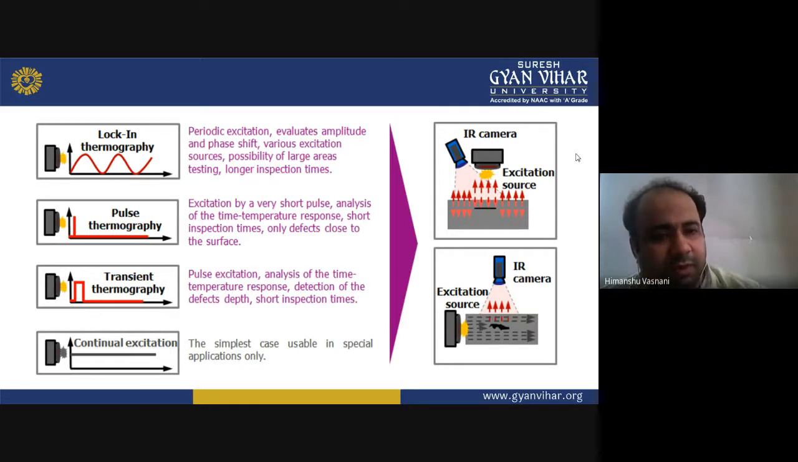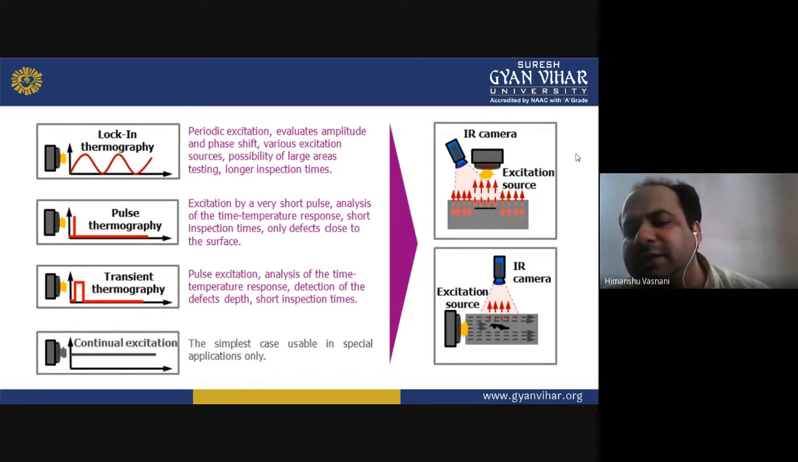While pulse thermography can detect defects close to the surface only, transient thermography is giving detection of the defects depth also, and this also has short inspection times. Like transient thermography also has short inspection times. The pulse also has the same short detection times. And if you go for continuous excitation, the simplest case, it is usable for special applications only.